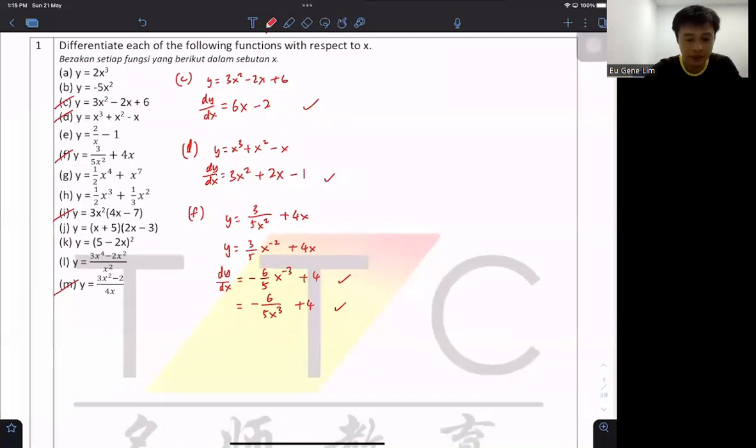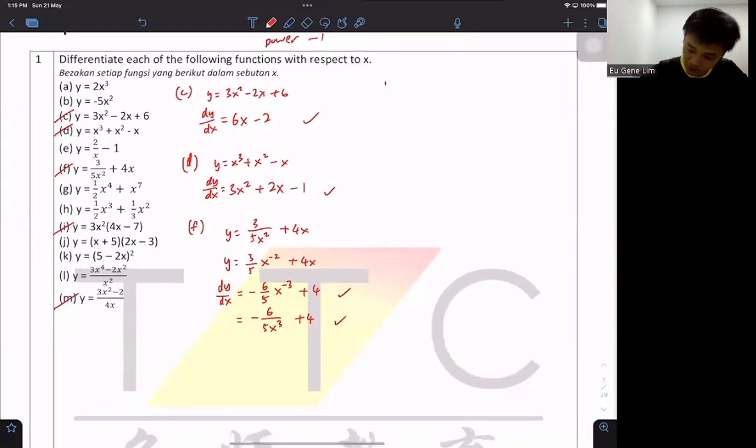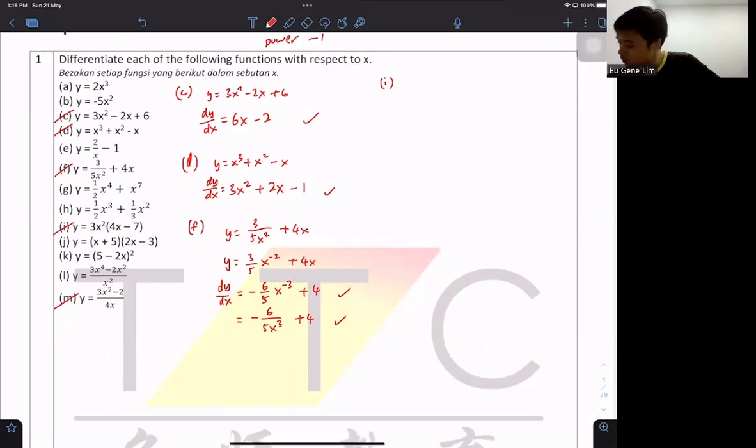Okay, wait. Yeah, wait. Sorry, just now I didn't switch on the light.